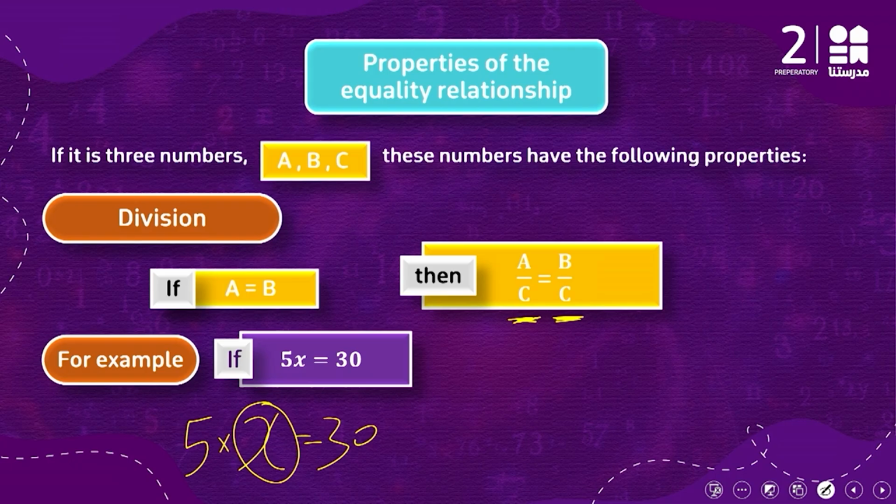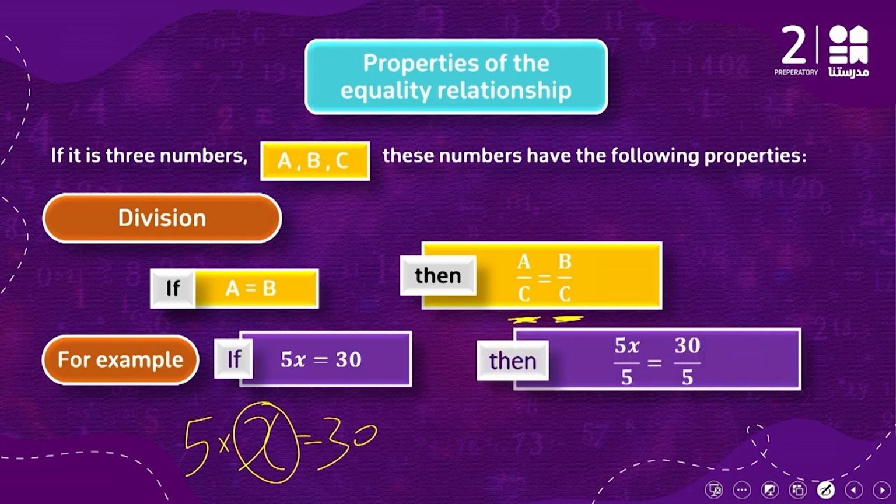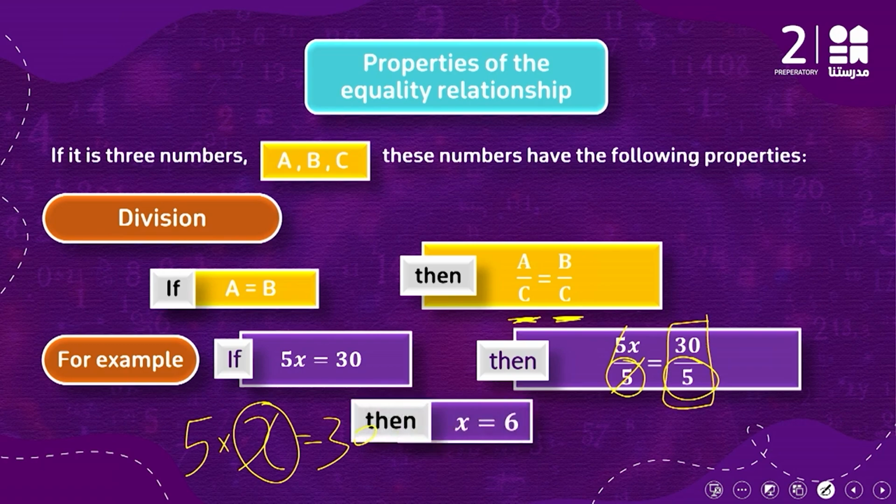How can you cancel times 5? You need to divide by 5. So whenever you divide a number to one side, you have to divide the same number to the other side. Now 5 over 5, they cancel each other. Now we have only x, then 30 divided by 5 is 6, so x equal 6.